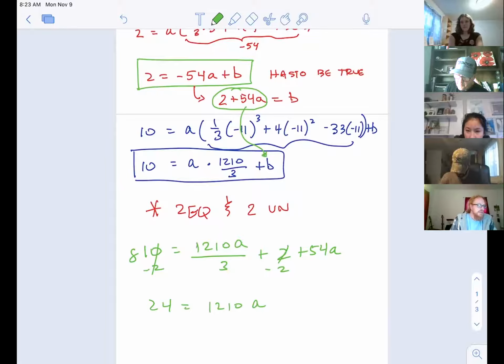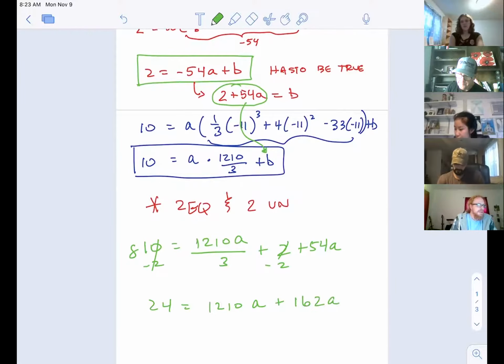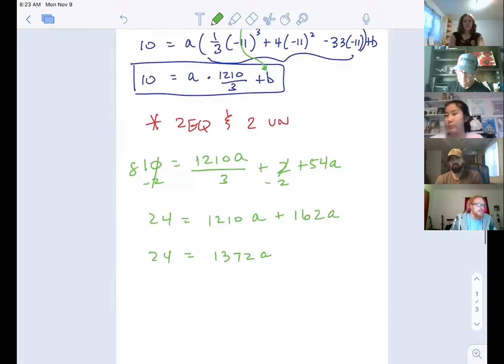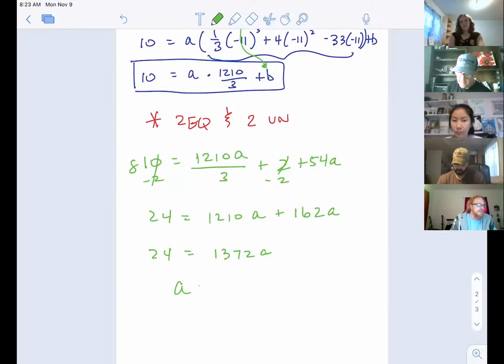And I also have to do it to the 54, which you should be able to do in your head. 50 times 3 is 150. 4 times 3 is 12. 150 and 12 is 162. It's actually faster than getting your calculator out. And so now I can add those together. And 1210, let's see, what is that? 1372, I think. And so now I'm not saying a is approximately, I'm saying a is equal to 24 over 1372.